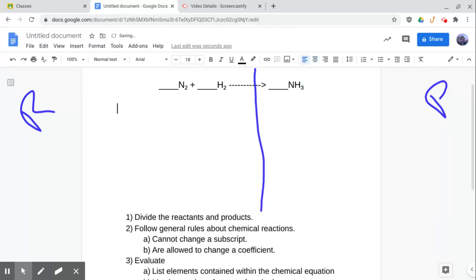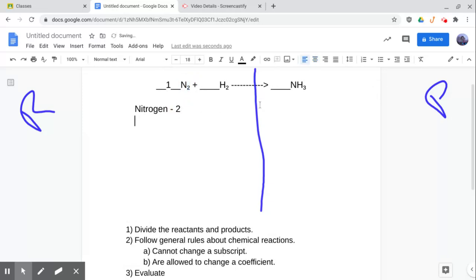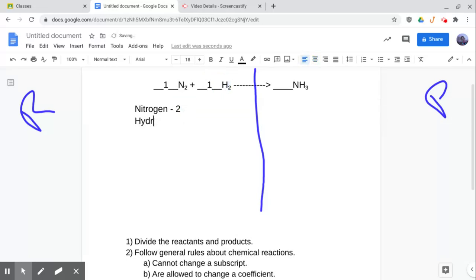Let's evaluate this. We have N stands for nitrogen, and we have 2 atoms of nitrogen because, again, there is no coefficient, so it's assumed to be a 1, multiplied by the 2. 1 times 2 gets you 2 nitrogen. Moving on to the hydrogen. Yet again, the coefficient is assumed to be a 1. That 1 multiplied by the 2 that is a subscript is going to give us 2 hydrogen atoms. Let's move on to the product side.